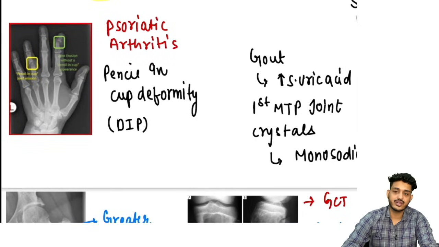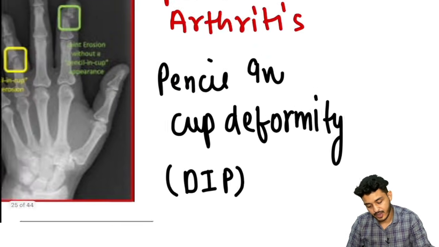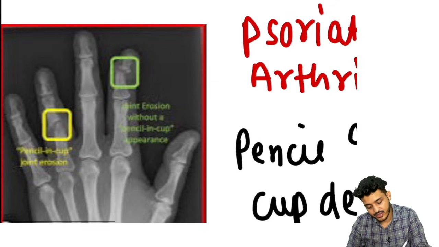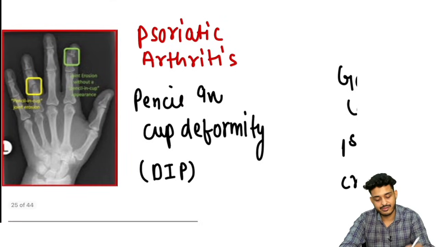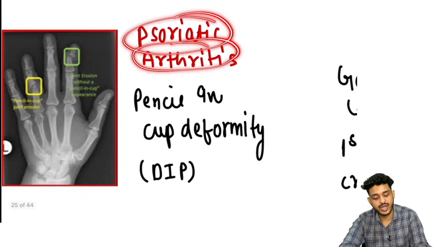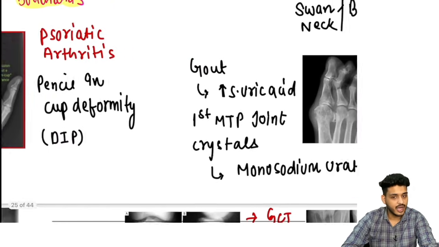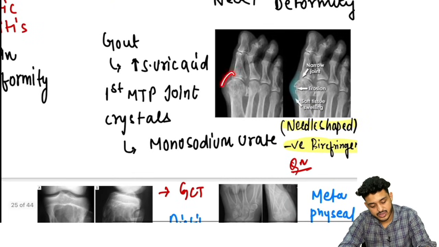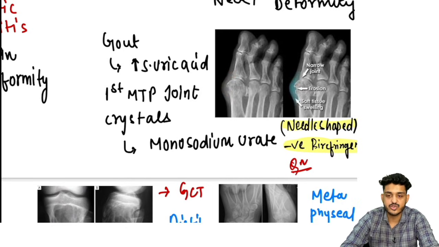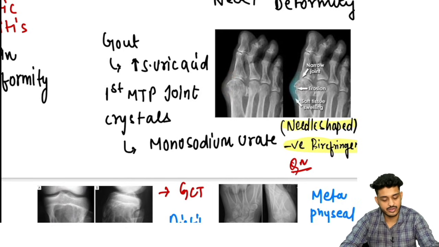psoriatic arthritis, where you will find a very characteristic pencil in cup deformity. This is going to be your pencil in cup deformity, right? You can have joint erosions. This is known as psoriatic arthritis. Then you can appreciate this is going to be your gout, which is going to involve the first MTP joint.